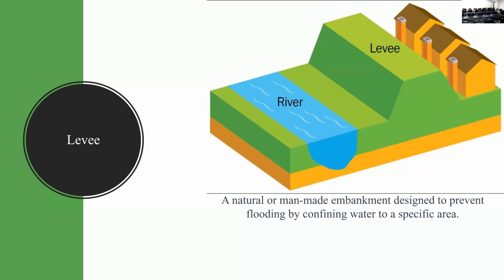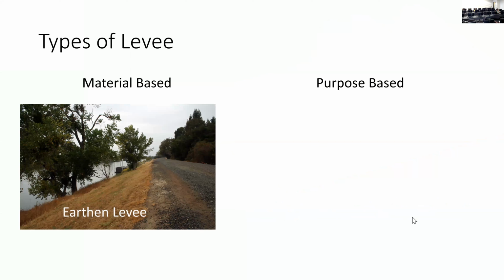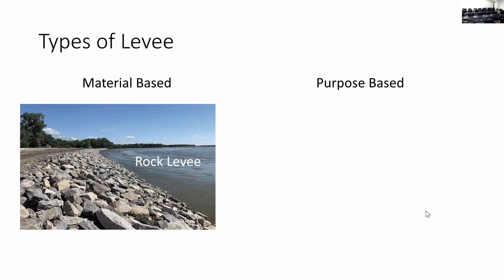A levee is usually a man-made or artificial structure built by people to protect areas that are near a river, so that we can protect them from flooding and everything. There are different types of levees that are used to help people protect their areas. Some can be material-based, like the earthen levee. Only earthen materials are used to build this kind of levee, and some are concrete levees. And next we can see the rock levees.